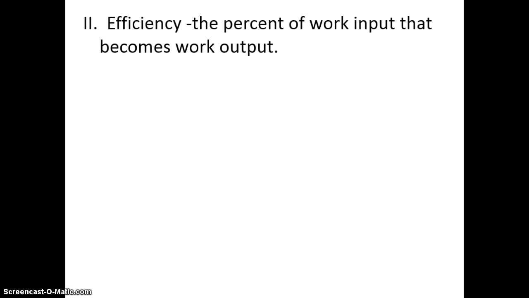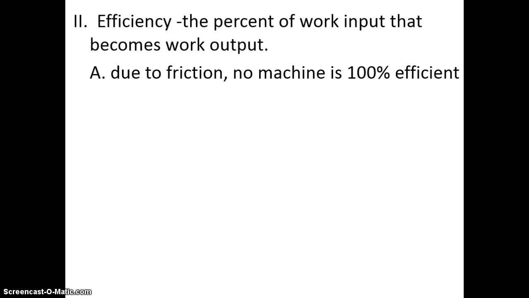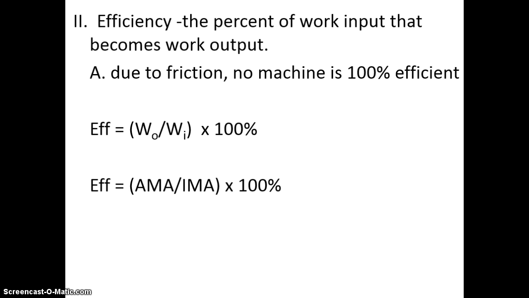Efficiency is the percent of work input that becomes work output. Due to friction, no machine is 100% efficient. There are two equations for efficiency. Either works fine. For your worksheet, you'll have to use both. Work output over work input times 100. Remember, work output is always less than the work input because of friction. And efficiency is equal to AMA over IMA times 100%. And AMA is always less than IMA because of friction.